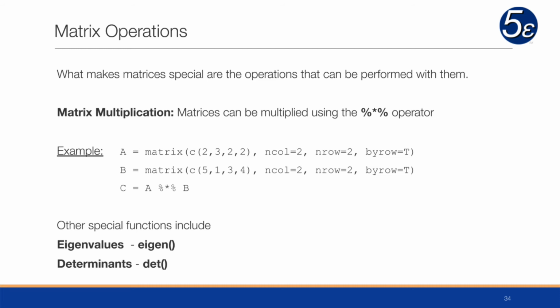We'll create our first matrix A and our second matrix B. The first matrix has a vector of 2, 3, 2, 2, which is a 2 by 2 matrix, and the second matrix has a 5, 1, 3 vector, also in a 2 by 2 matrix. We will then create a new one called C, in which we multiply the A matrix and the B matrix using the %*% operator. Other specific functions on matrices include the eigenvalues and the determinants, which are done with these 2 functions below.